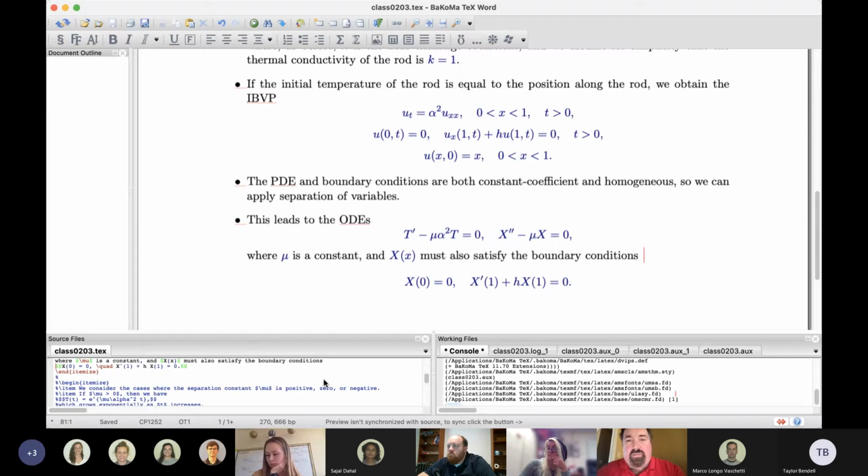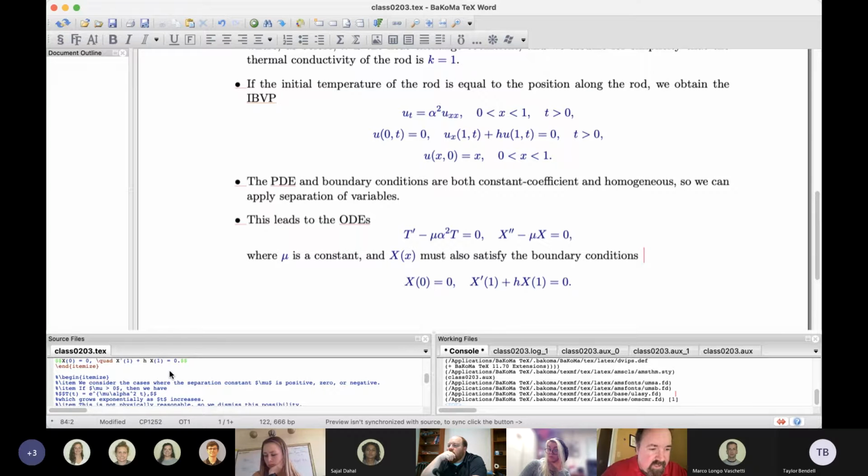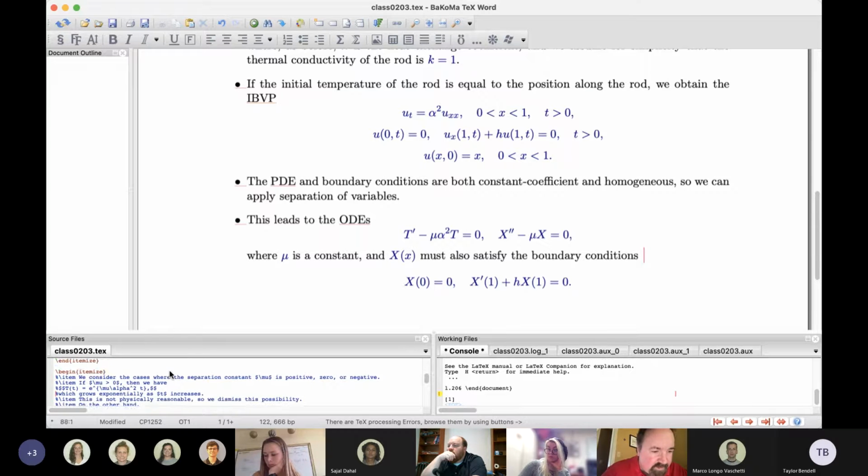Now, you may recall from a previous discussion of separation of variables, this constant, now called mu, can be anything, but we have to check what values of mu are acceptable in terms of leading to a solution that will satisfy the boundary conditions and also be physically reasonable. So we can consider the cases where mu is positive, negative, or 0. I'm going to step through those one by one. I did the same kind of thing last time, but we have to keep in mind the boundary conditions can have an effect on that.